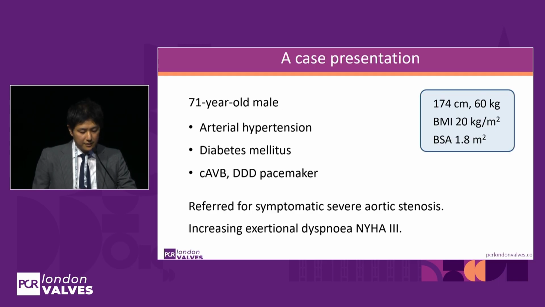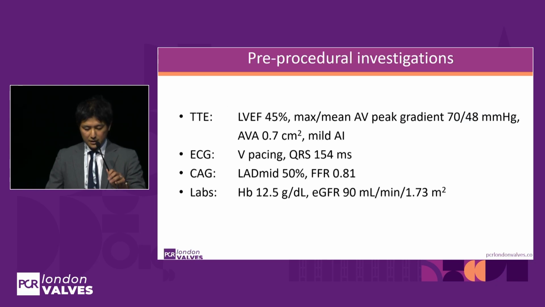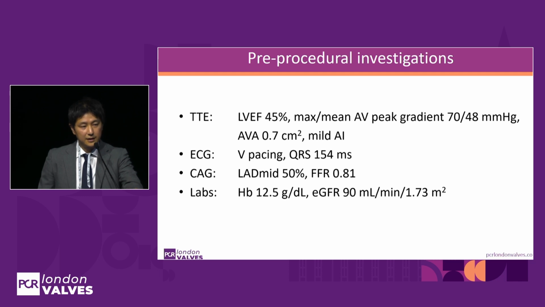So here we have a 71-year-old gentleman who has a history of hypertension and diabetes. Also, he already had a pacemaker for a complete AV block. His body size was relatively small for Danish people, and he was referred for symptomatic severe aortic stenosis with NYHA class 3. Echo demonstrated a high gradient with slightly reduced ejection fraction with mild AI.